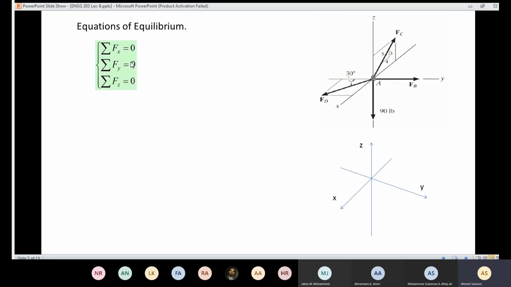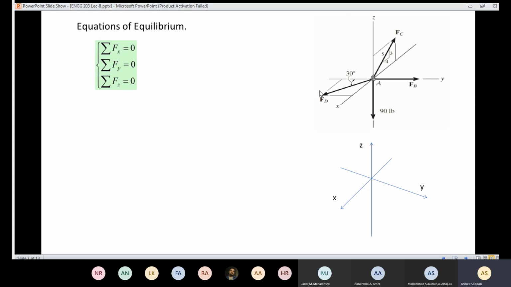So now we need to solve the problem. We draw the free body diagram. We need to apply the equation of equilibrium. This time, how many equations do we have? So this time we are going to have 3 equations. We have the summation of Fx equals 0, summation of Fy equals 0, and summation of the force in Z direction equal 0. I'm going to draw the X, Y, Z axis.